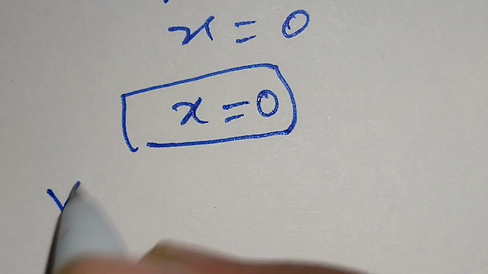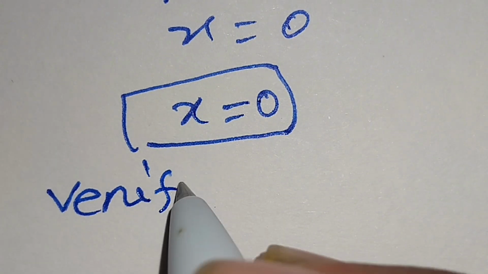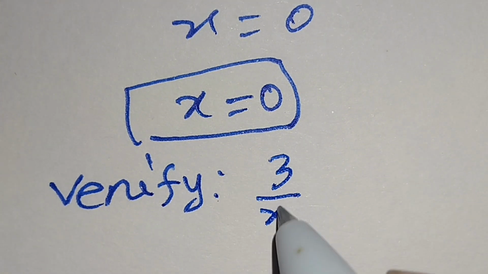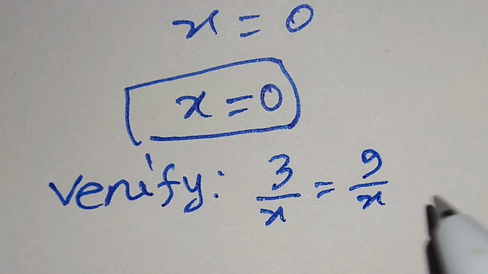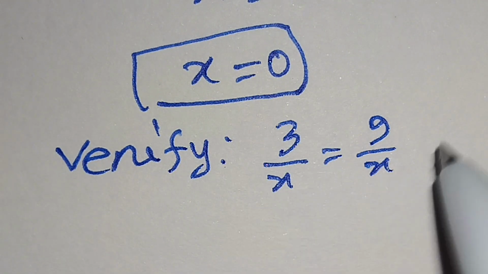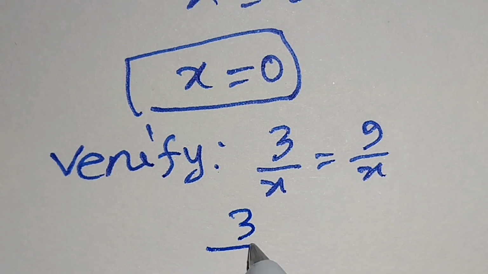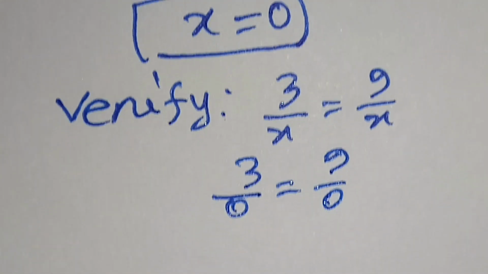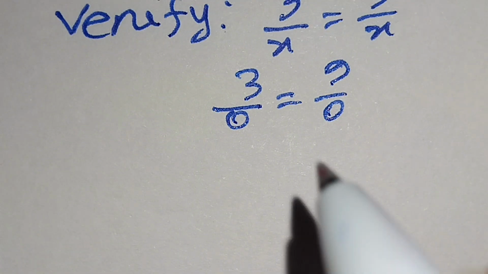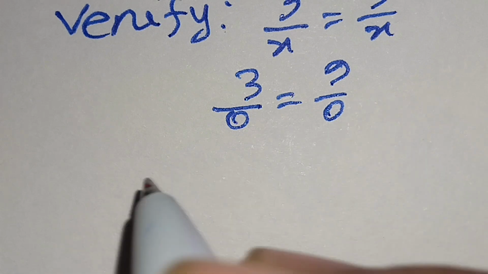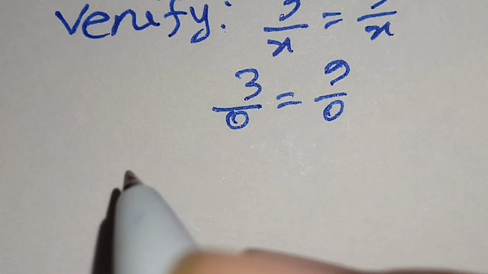Verify. The main equation is 3 over x is equal to 9 over x. Now we will put the value 0 in this equation. So we can write 3 over 0 is equal to 9 over 0. But any number cannot be divided by 0. So there is no solution for x.